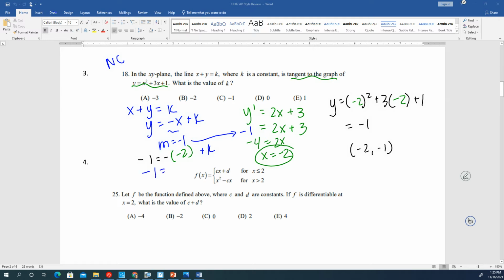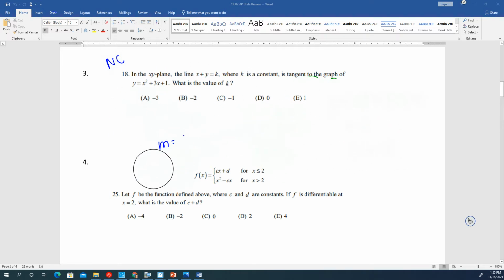So I have -1 plus 2 plus k. So our constant would be -3. And yes, that's right. Okay. So using the slope from that equation to set it equal to our derivative. That was a little tricky. I don't like the wording of that one, but all right. So far, my derivatives have been pretty straightforward.